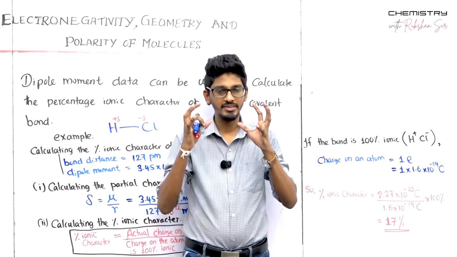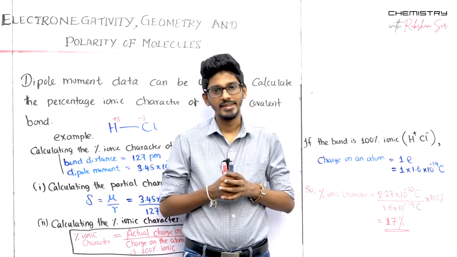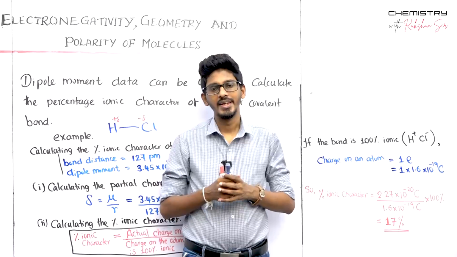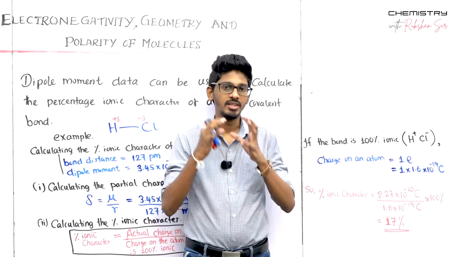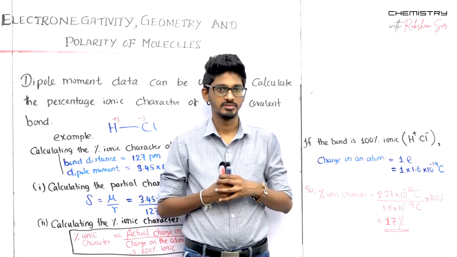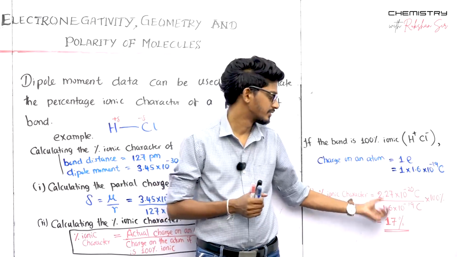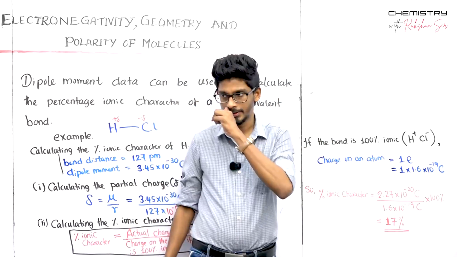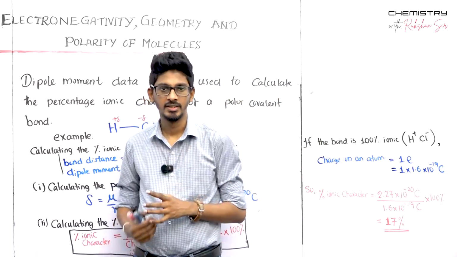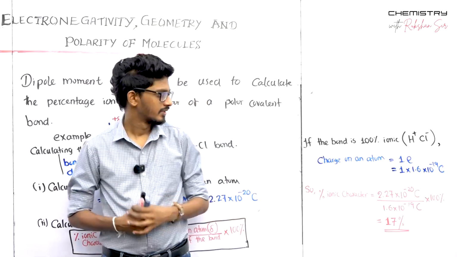So the bond between H and Cl is composed of 83% covalent character and 17% ionic character. That is the idea here. So you can complete the calculation now, and then we can move on. Just complete this.